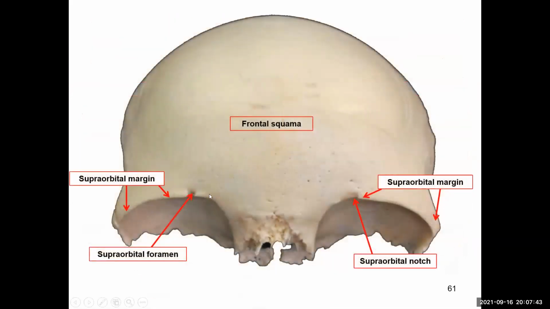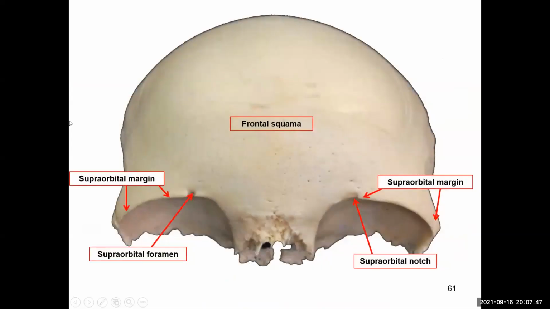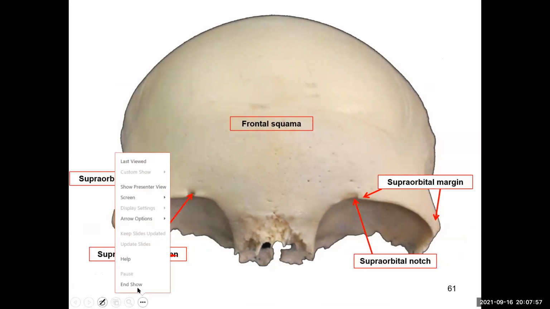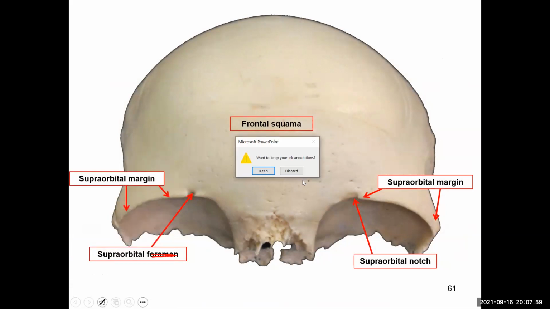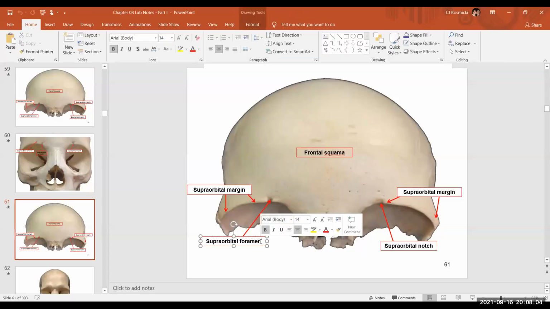Okay, again, this is incorrect. I've got to correct that. Oh, why? I'm sorry. Keep pushing the wrong button here. This should not say foramen. That should be notch. All right, so you should have all of that labeled there.